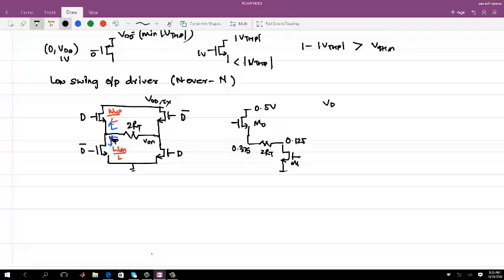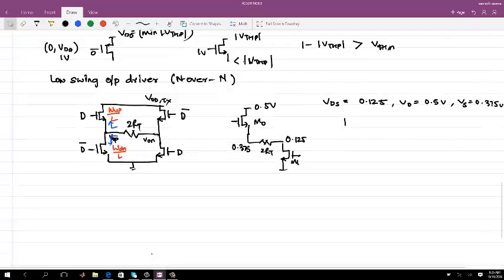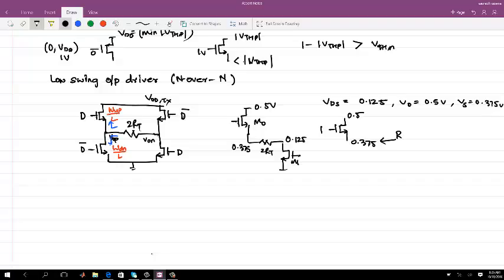That for the top transistor, VDS is equal to 0.125. You know the drain and source voltage also. I'm just writing it more specifically. And Vs is equal to 0.375, right? So I will choose my NMOS size such that at these operating conditions, the looking-in impedance is equal to 50 ohms.